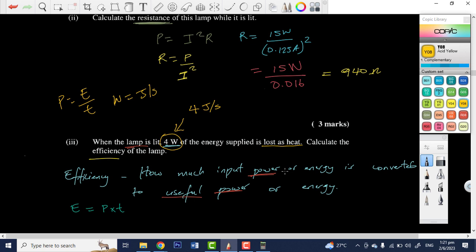Alright, so now again, how much input power is converted to useful output power? Consider in this case that 4 watts of power is being lost. So now we need to know, how much power did we input into the light bulb? Anybody know?